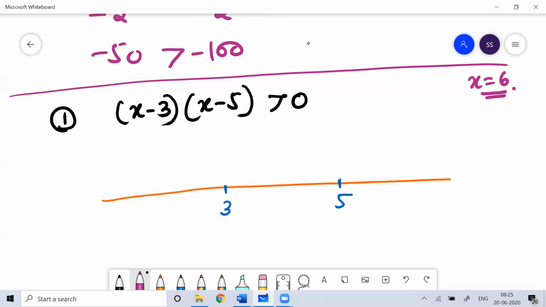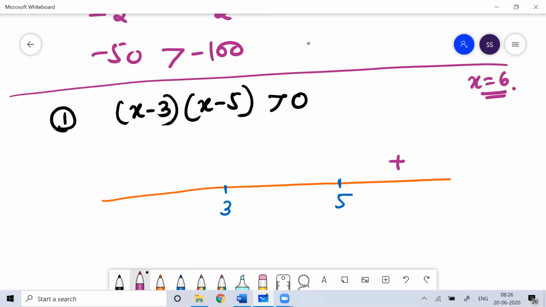If I take x equal to 6, then what will happen? 6 minus 3, I'll get a positive value. Then 6 minus 5, I'll get a positive value. What you do here is just write a plus sign. Plus sign means if you take any value more than 5 here, you'll get a positive value only.